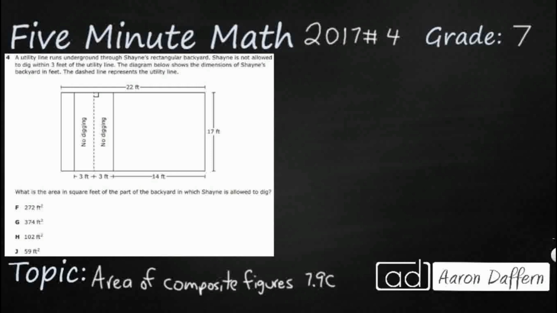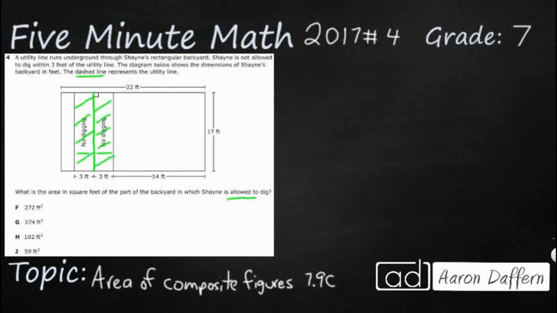So we have a utility line running through Shane's backyard, and he's not allowed to dig within 3 feet. So if we can't see it, this utility line is this dotted line that's right here. And so you've got this 3-foot gap that you're not allowed to shade. The dashed line represents the utility line. You're not allowed to dig there, so I'm just going to draw these slashes here and say we're not allowed to dig here. They're labeled no digging. So what is the area in square feet of the part of the backyard in which Shane is allowed to dig?